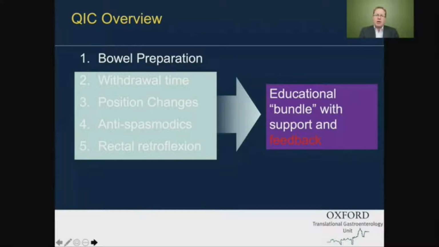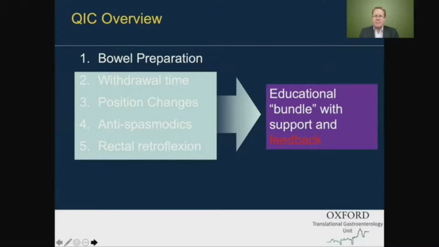So in terms of how we might go about improving this, I'm not going to talk about bowel preparation today, but I am going to talk about basics. And this is an idea that was developed and worked with Colin Reese's group in the Northern Region Endoscopy Group, looking at some of the simple things that we know we can do and that there is evidence for. So withdrawal time, changing position, antispasmodics, and rectal retroflexion, putting these together in an educational bundle and going out to units, encouraging them to engage with this and providing support and critically feedback as well.